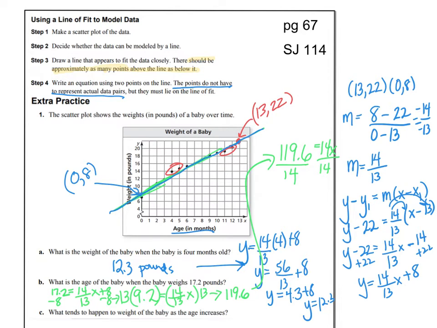And we will use a calculator when we do these. X equals approximately 8.5 months. And you've got to make sure to have those units. X is measured in months and Y is measured in pounds.